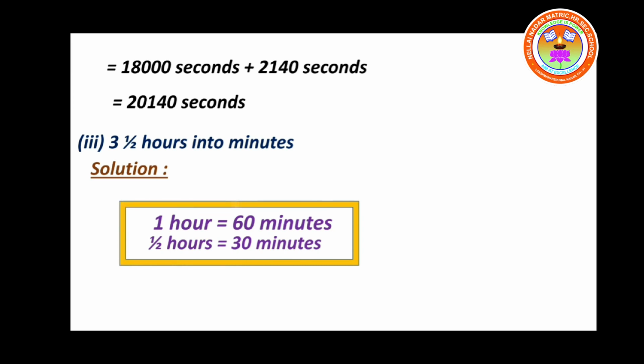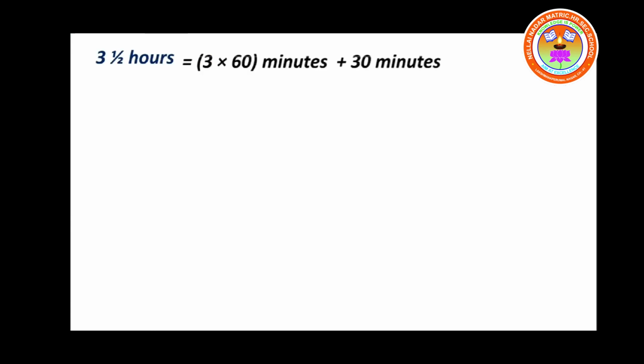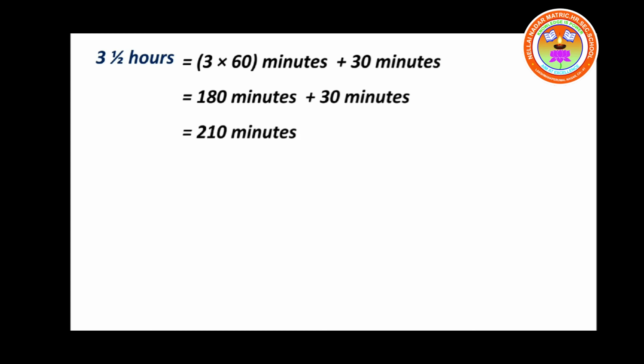Okay, do you understand, children? 1 hour is equal to 60 minutes, so half an hour is equal to 30 minutes. Now I am going to convert. So 3.5 hours is equal to 3 into 60 minutes plus 30 minutes. So 3 into 60 equals 180 minutes plus 30 minutes. When you add both, your answer is 210 minutes.